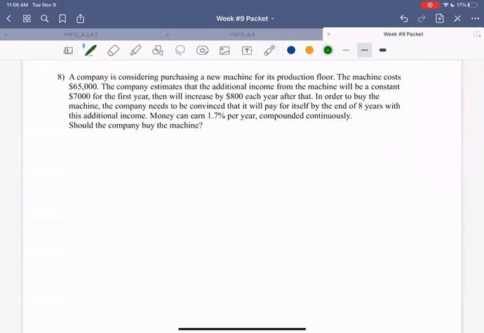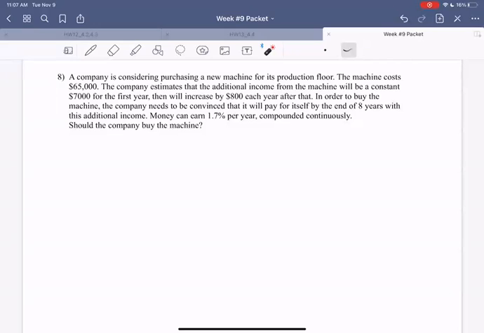This problem says a company is considering purchasing a new machine for its production floor. The machine costs $65,000. The company estimates that the additional income from this machine will be a constant $7,000 for the first year, then will increase by $800 each year after that. In order to buy the machine, the company needs to be convinced that it will pay for itself at the end of 8 years with this additional income. Money can earn 1.7% per year compounded continuously. Should the company buy the machine?